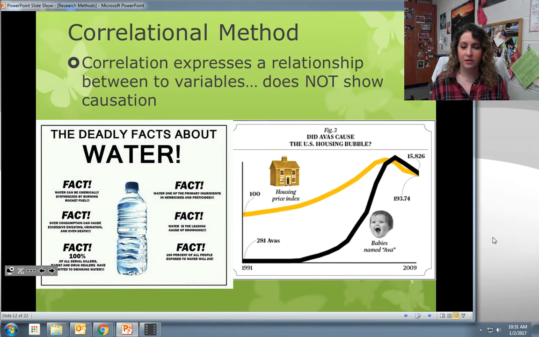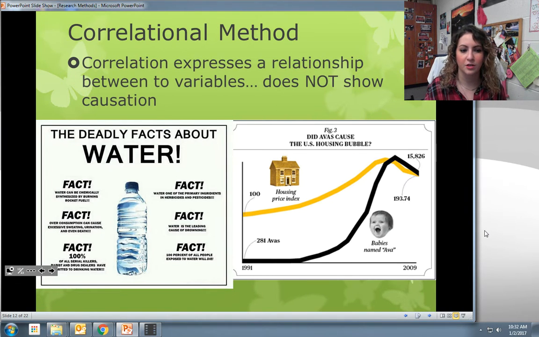And so typically most studies are going to give you correlation, because most studies are not experiments. Most studies are surveys, or naturalistic observations, or case studies. Only very infrequently are there experiments that actually have the weight to show causation. So correlation expresses a relationship between variables, but does not show causation.